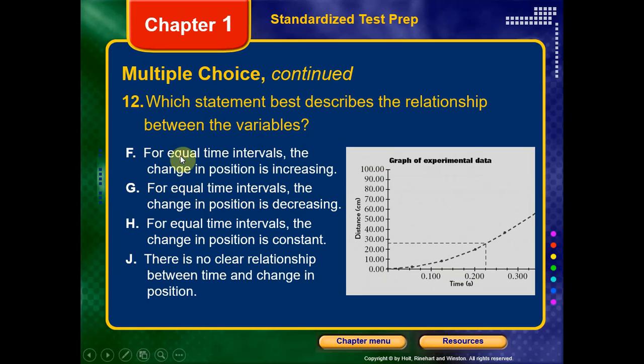Which statement describes the relationship between the variables? Number 1. For equal time intervals, the change in position. Let's check the answer, which is: for equal time intervals, the change in position is increasing. Every time increasing, the distance increasing.